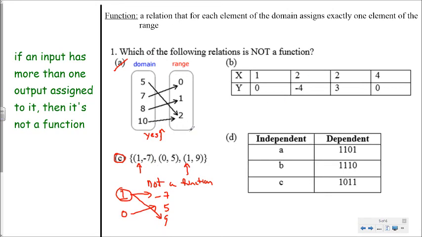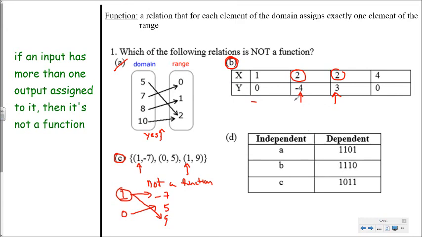Just to double check to see if that's the only one that's not a function, for my given values of the independent variable, I have different values here. For y, I have 0, -4, 3, and 0. Here, again, I have that same problem. 2 is being assigned two different outputs. That's no good. So b is not a function either.